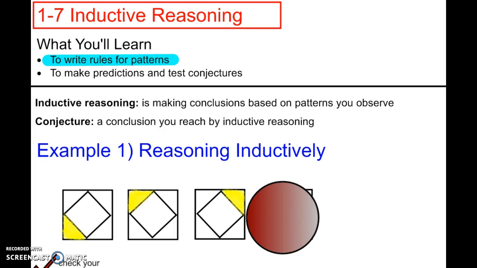Looking at the pictures, we see a square within a square that's tilted, with the bottom left-hand corner shaded yellow. We go to the next picture. It looks the same on the outside, but the top left is shaded. And the next one, the top right one is shaded. So our guess is it's going to be a square with a tilted square inside of it, and the bottom right will be shaded.